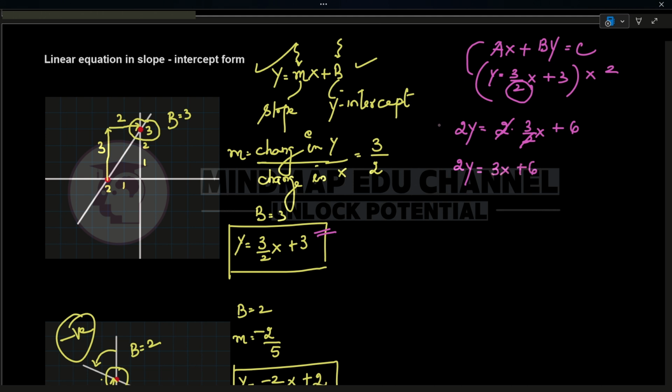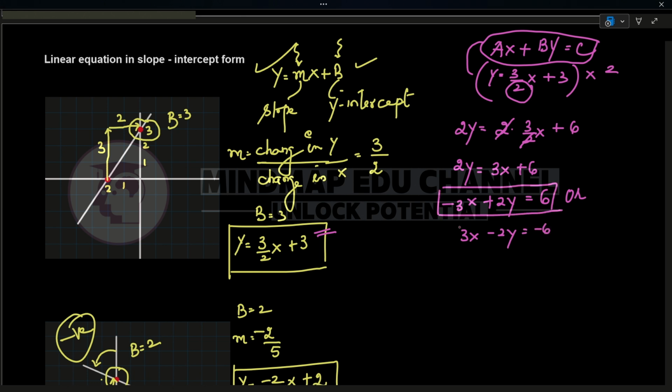Now, rearrange the terms in this form, in a standard form. So, what we will get? We will get minus 3x and minus 2y plus 2y is equal to 6, or you can write as 3x minus 2y is equal to minus 6. Either way you can write. So this is the equation of this graph in standard form.